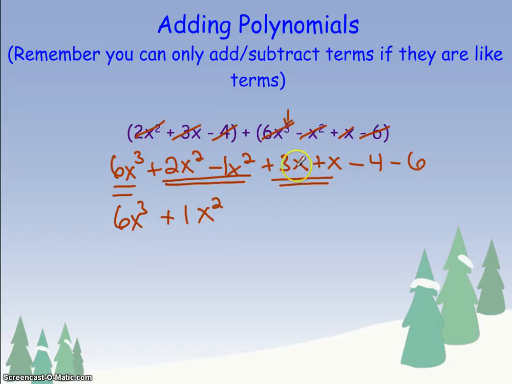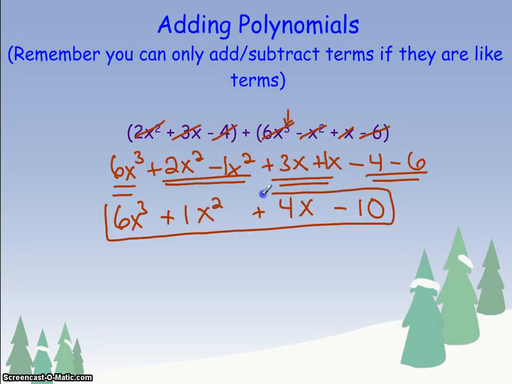X's are like terms because they both have x. Again, if you're visual and need the 1, put the 1 there. So 3 plus 1 is positive 4, and you're going to carry down x. Again, it doesn't become x to the second. 4 and 6 are both like terms because they don't have a variable, so that makes them alike. So you do what the numbers tell you to do. Negative 4 minus 6. Negative 4 minus 6 is negative 10, so you put minus 10. And that is the addition of those two polynomials.